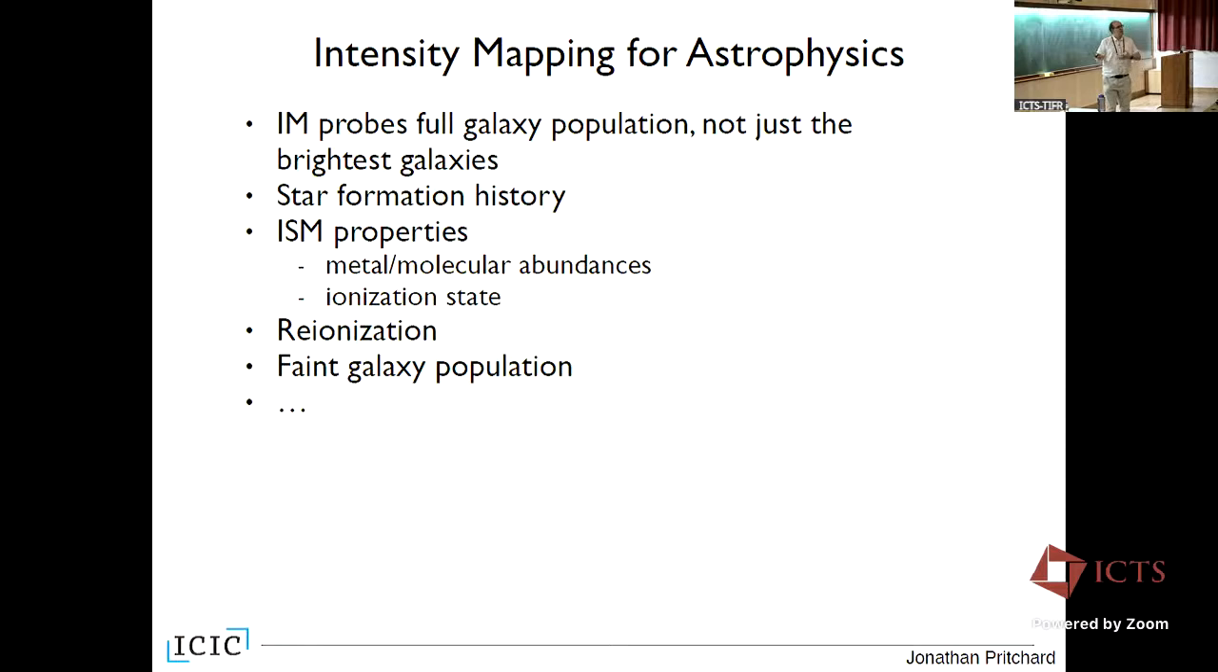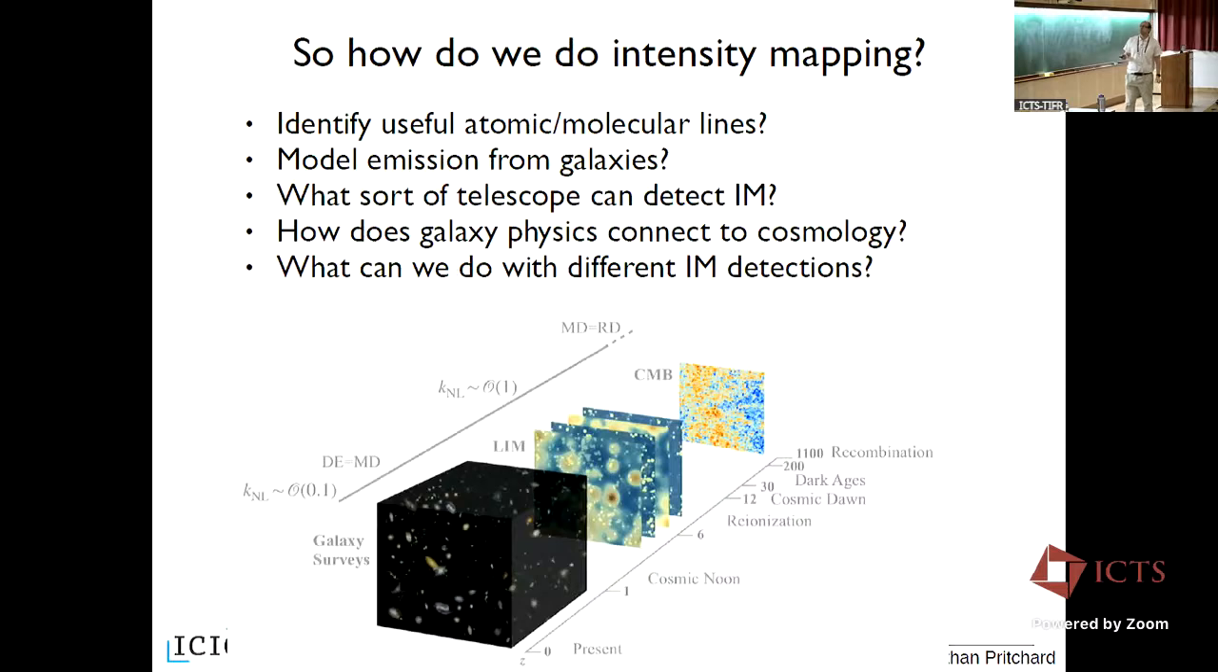So there's maybe a lot of interesting things that you could learn about if you care about astrophysics. And so the question I want to address in this talk is, okay, how do we do this intensity mapping? We need to identify individual lines that we can use, like the 21 centimeter, but also other atomic and molecular lines. We need some way of modeling the emission from those galaxies so we can make predictions for what our telescopes will see. We need some sense of the kind of telescopes that will detect this.